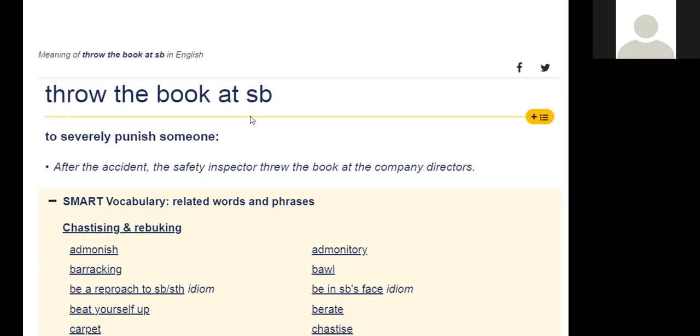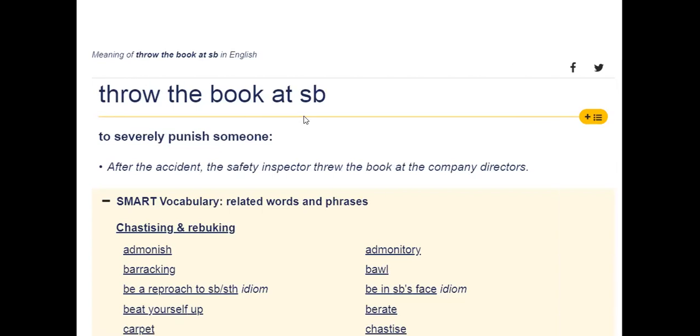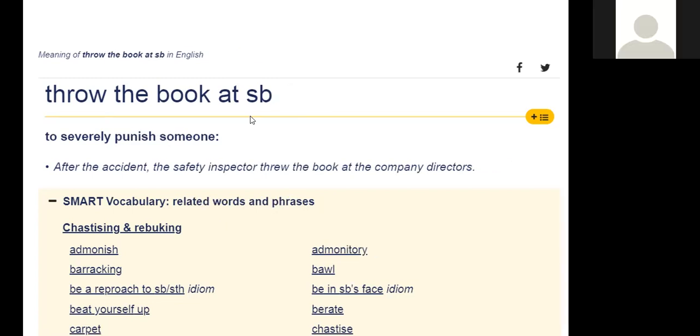After the accident, the safety inspector threw the book at the company directors. Oh my God. For example, if you are looking for an excuse because something happened badly, then you would try to throw the book at someone. But if you couldn't find someone to throw the book at, what are you gonna do? This is the question.